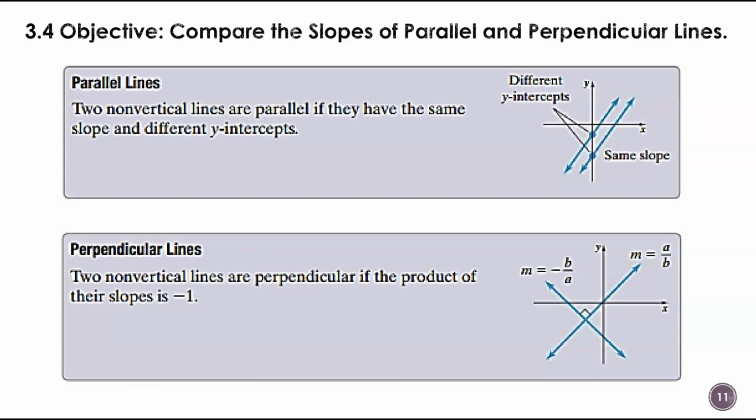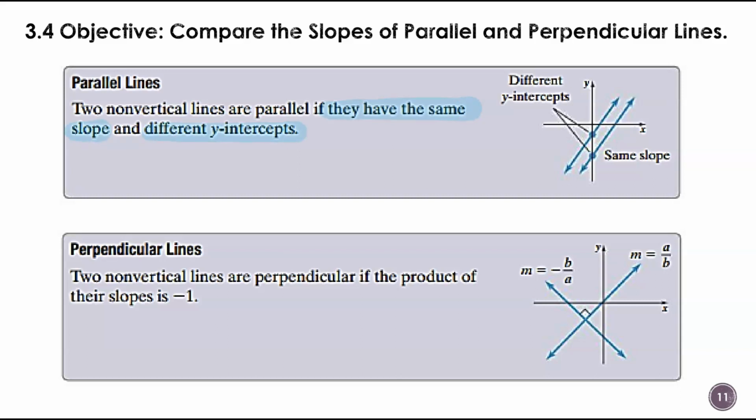Okay, so this is comparing the slopes of parallel and perpendicular lines. So once again, there's some things that you just have to learn. And what you're going to learn is about the slopes of parallel lines. So if I have non-vertical lines that are parallel, they have the same slope. If they were vertical lines and they're parallel, they both have undefined slopes, right? Notice if they're parallel, they're going in the same direction and they're evenly spaced apart. And so they have the same slope and different y-intercepts.